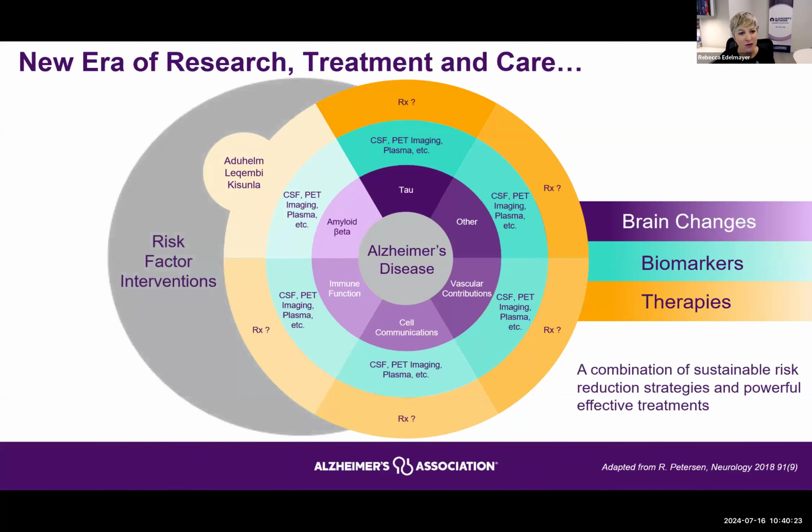And I don't want you to forget about risk factor interventions. Layered onto an individual's treatment and care, this is going to be important for all of us when we think about risk factor interventions across our life course. It's going to be a powerful combination of effective treatments as well as sustainable risk reduction strategies that's going to help us fight Alzheimer's and all other types of dementia.